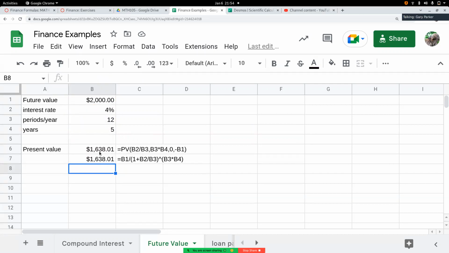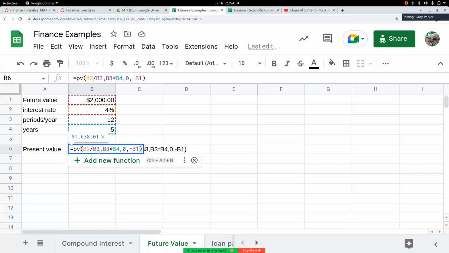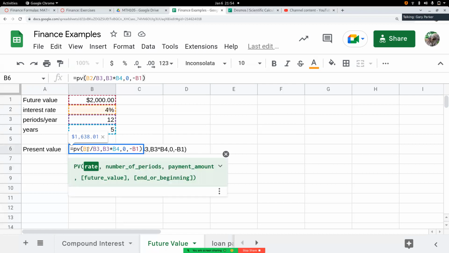Alternatively, we could use the present value formula from the spreadsheet. It requires us to first enter the rate. Now, the rate for the spreadsheet is the periodic rate, which is going to be the annual rate divided by the number of compounding periods per year. The number of periods is always going to be the periods per year times the number of years. We're not making repeated payments, so we enter a 0 for the third part. And then we enter the opposite of what we want to end up with, our future value, to get a positive result in the end.